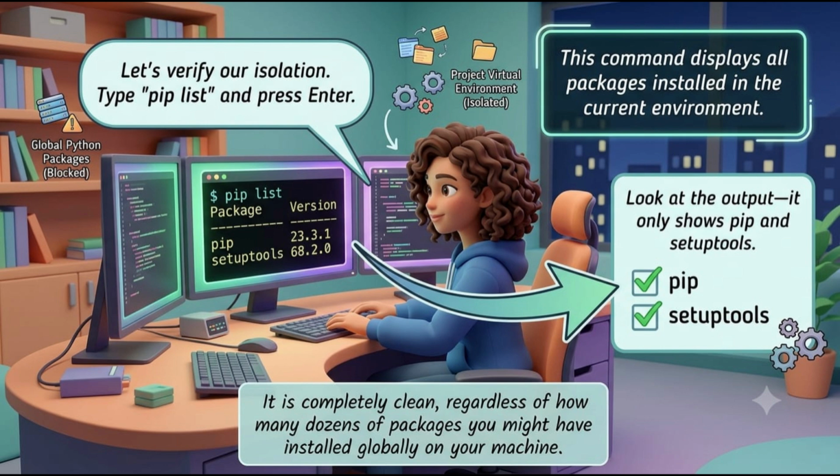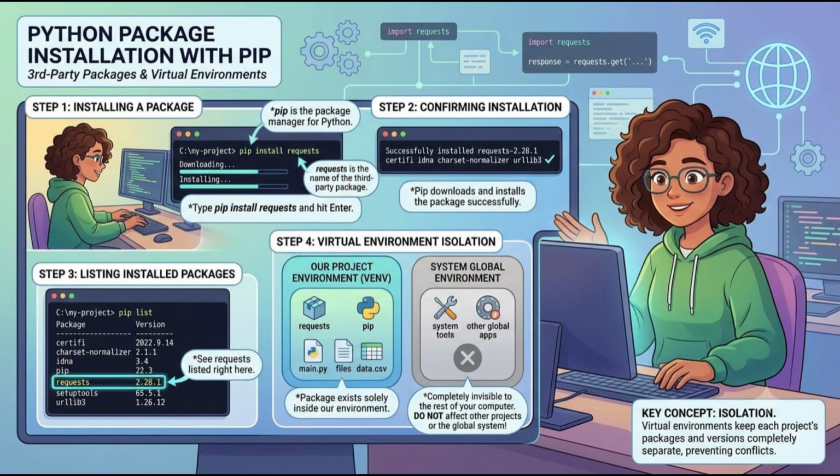Look at the output, it only shows pip and setuptools. It is completely clean, regardless of how many dozens of packages you might have installed globally on your machine. Now let's install a third-party package called requests. Type pip install requests and hit enter. Pip downloads and installs the package successfully. Now, if we type pip list again, you can see requests listed right here. It exists solely inside our environment, completely invisible to the rest of your computer.